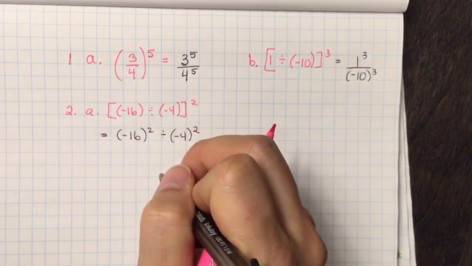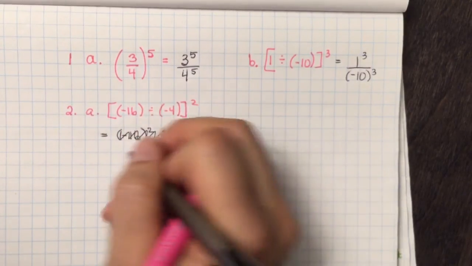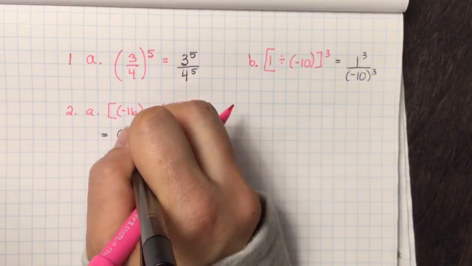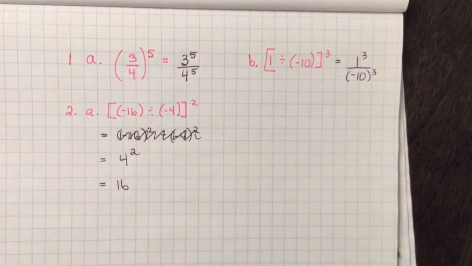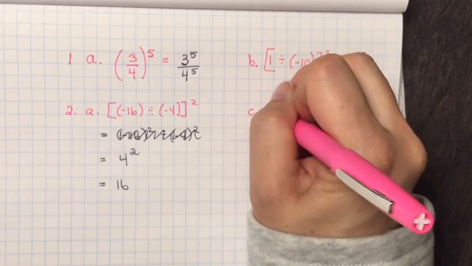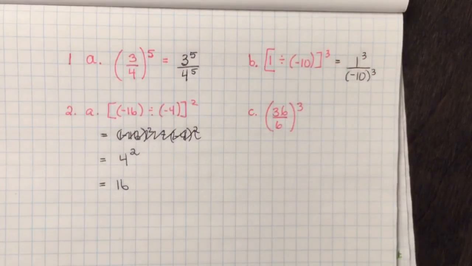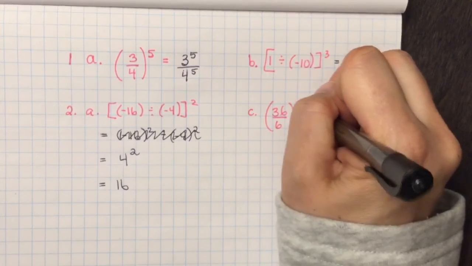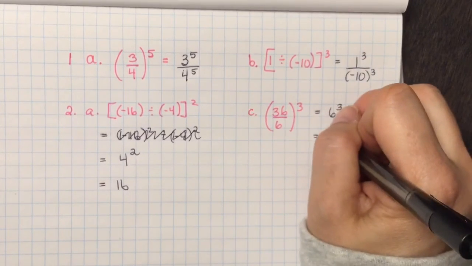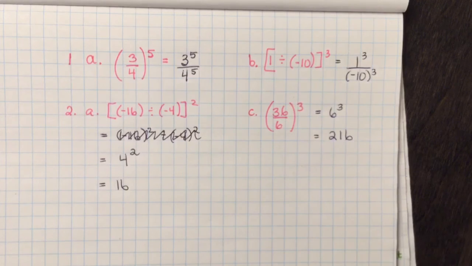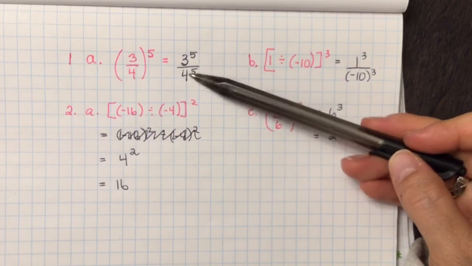Oh, sorry, what am I doing? I want to do what's inside the brackets first. -16 divided by -4, that's 4, and then that's all going to be squared. Right on, and 4 squared equals 16. And the last one is 36 divided by 6, and this is all cubed. What do we get? Well, 36 divided by 6 is 6, cubed, 216. So you can evaluate what's inside the brackets first, even though this is what it means.